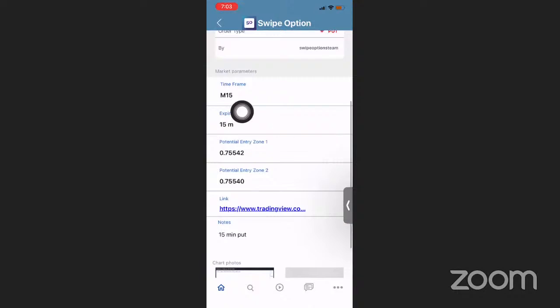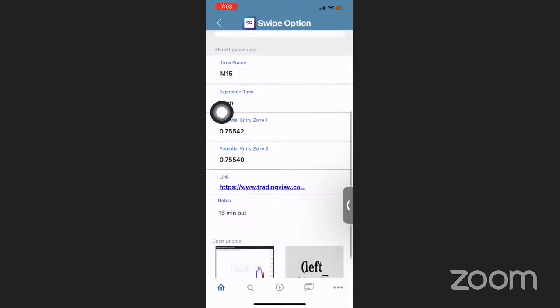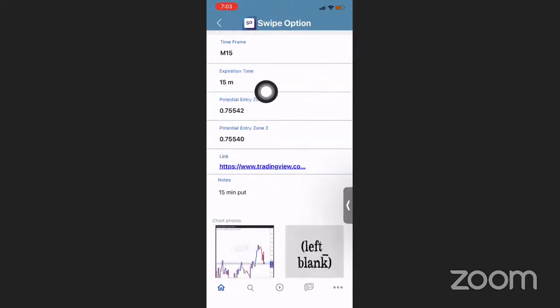And you don't have to worry about the time frame here. This is just data being given to you to tell you how the analyst looked at the trade. So this M15 means nothing for you, okay? The other thing you need to pay attention to is the expiration time is 15 minutes. All that means is you're going to take a trade for 15 minutes. We're going to show you how to do that.